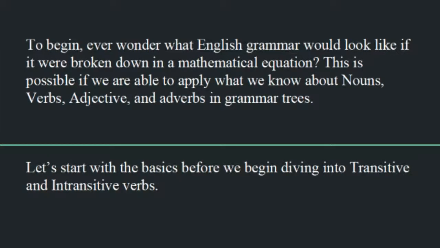Ever wonder what English grammar would look like if it were broken down into mathematical equations? This is possible if we're able to apply what we know about nouns, verbs, adjectives, and adverbs in grammar trees. Let's start with the basics before we begin diving into transitive and intransitive verbs.